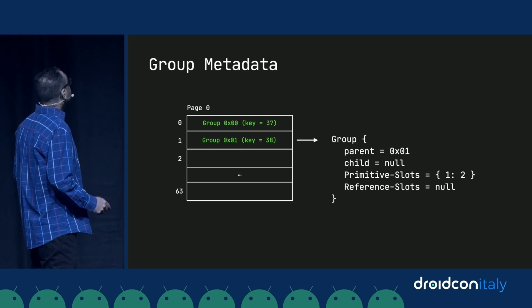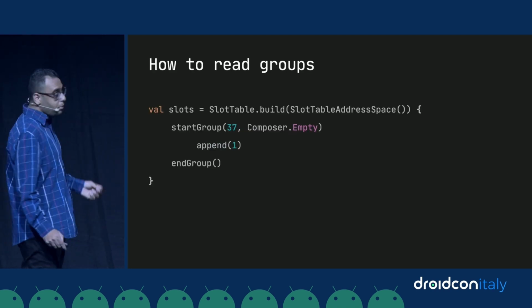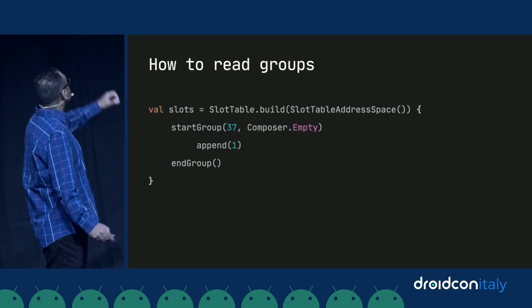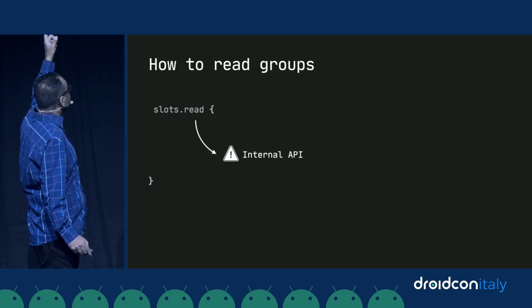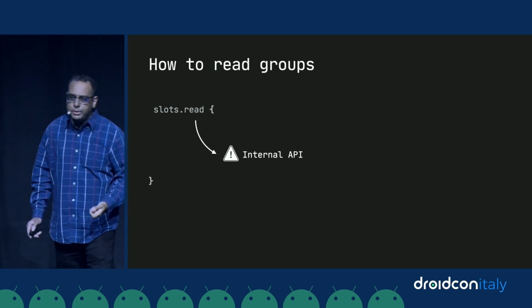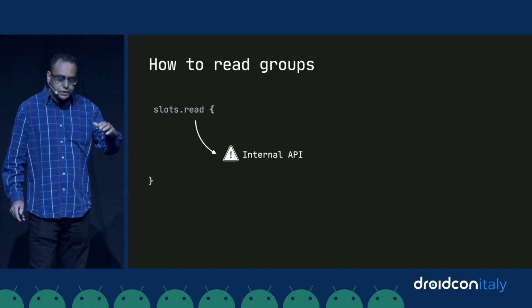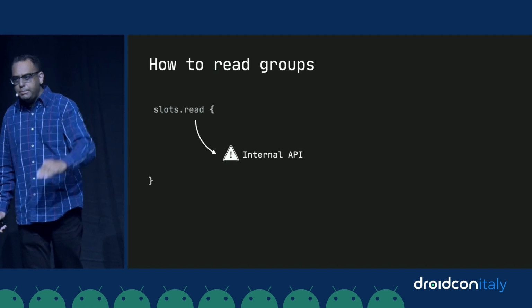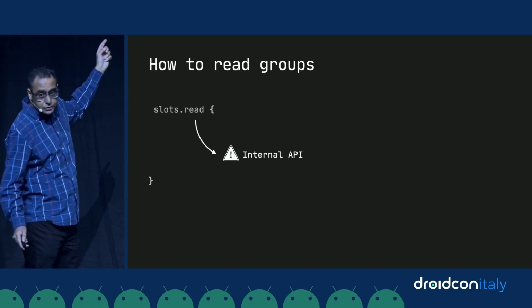So the next thing that we're going to look at is how you go about reading a group. Right there, this is a very simple slot table with a primitive value of 1. There's a method called read. Where does this come into play? When a recomposition happens, I have to go through the slot table from the top to the bottom, and I have to read each slot. This API is used to do that.